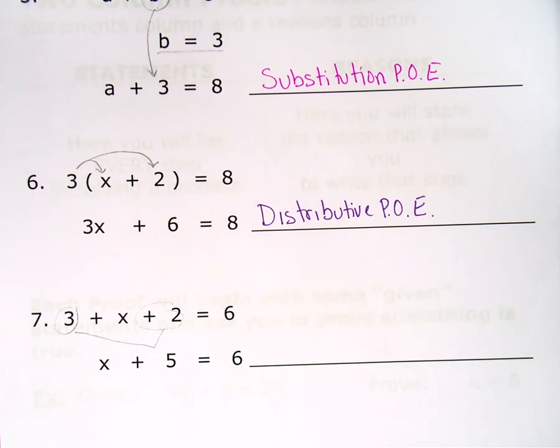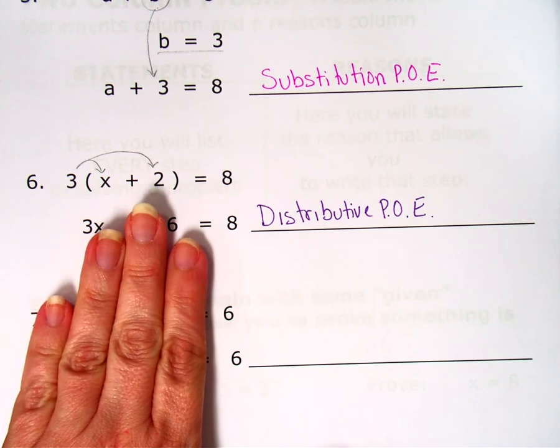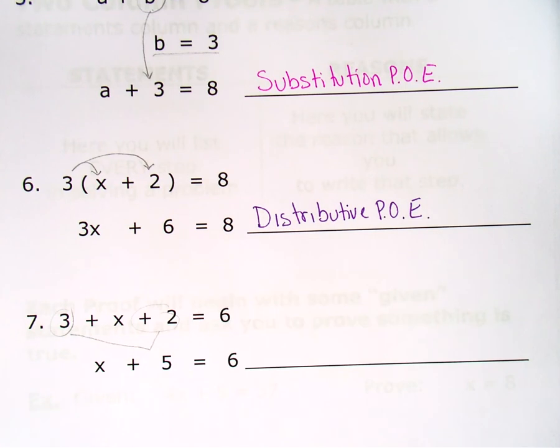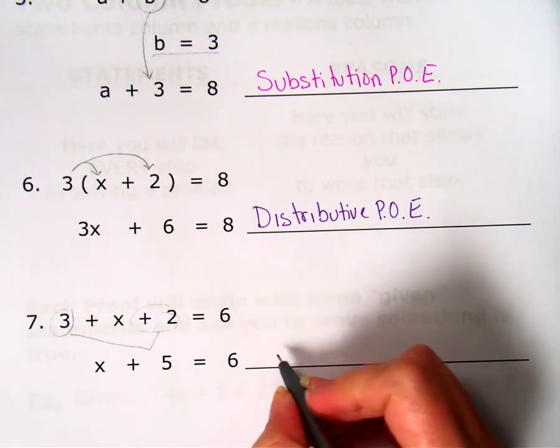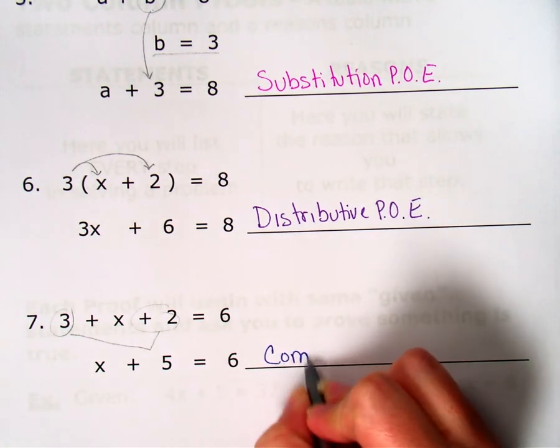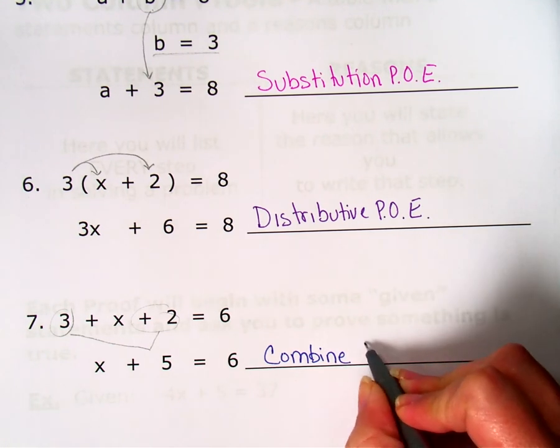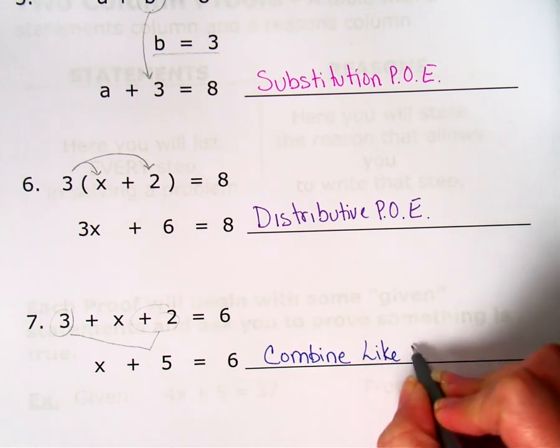So we added them together, which means that we really are tempted to say addition property of equality, but it didn't affect the right-hand side. It only affected the left-hand side. Okay? So that's not addition property of equality. That has to be on both sides of the equation. This one we call combining like terms. So combine. Anytime it happens on one side, it's combine like terms.